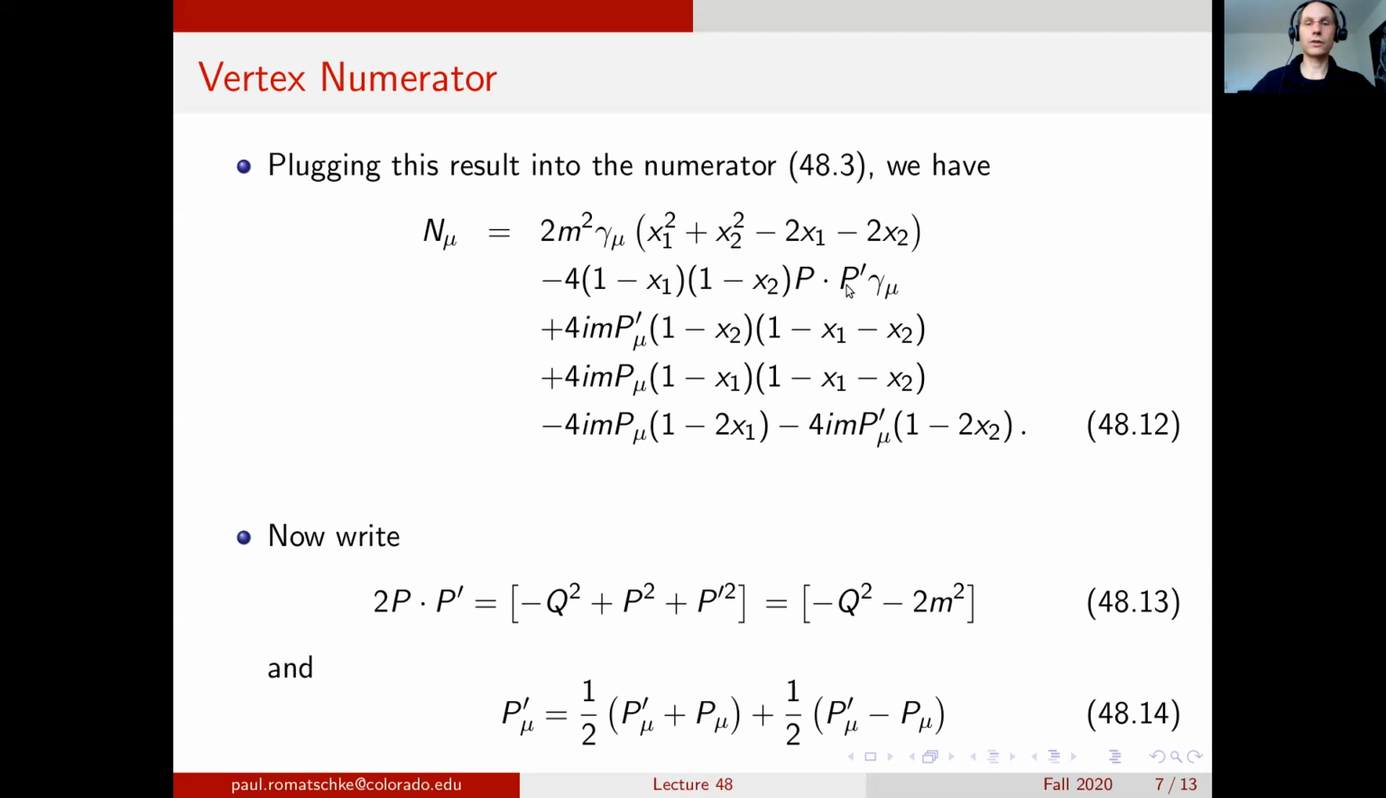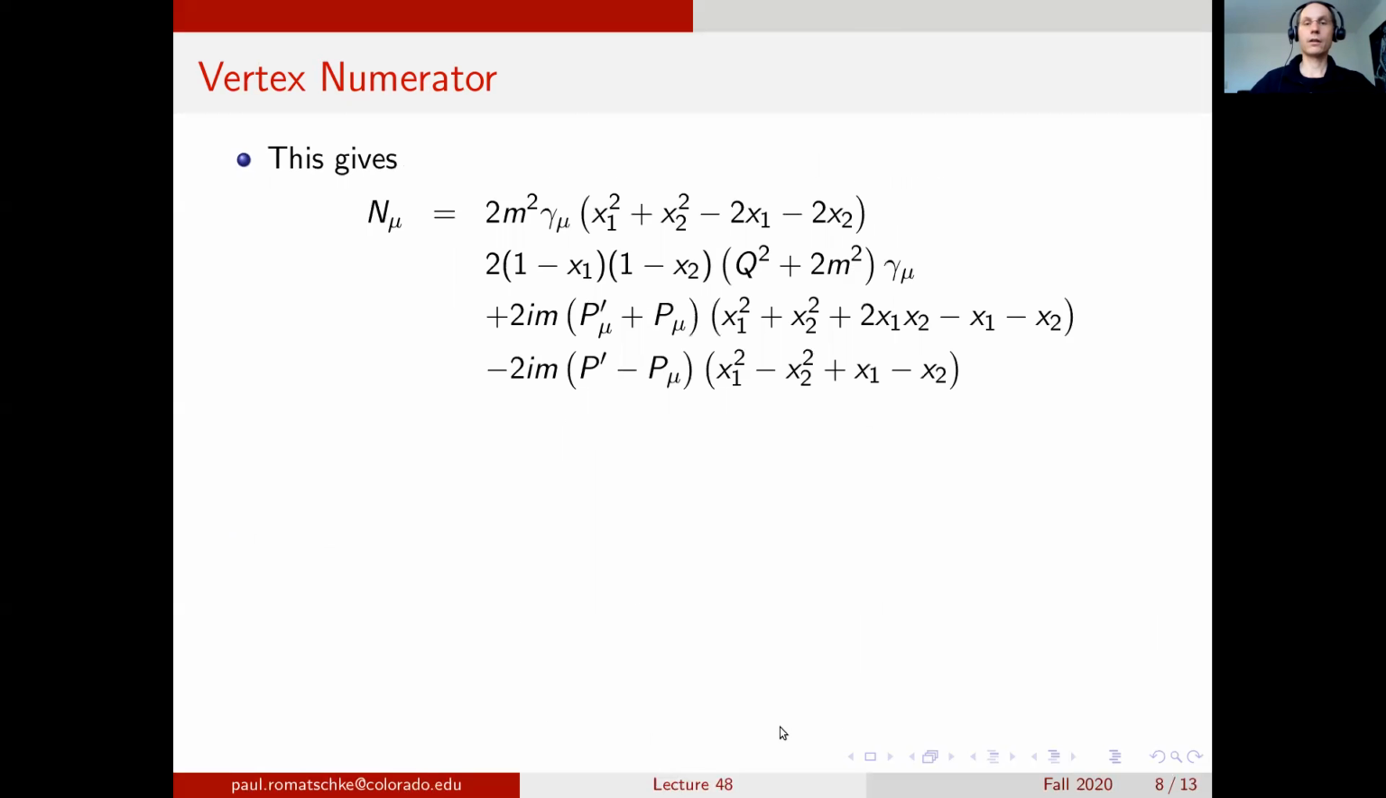And the other thing that we do is we replace P prime by 1/2 (P prime plus P) plus 1/2 (P prime minus P), which obviously is the same. And we replace P by the same combination, but with a minus sign over here. So doing that, we find that the numerator can be written in the following form. And now it has this Q squared here and this combination P prime plus P and P prime minus P.